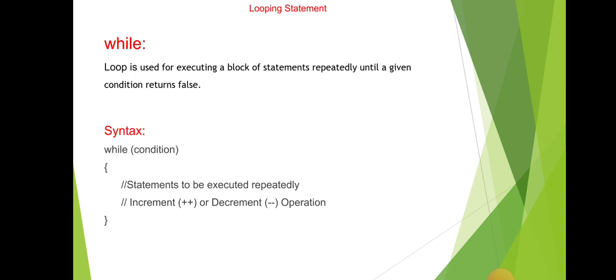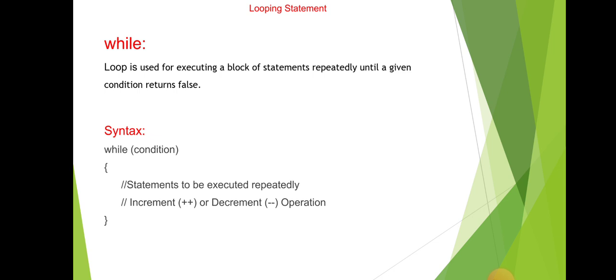Next we see about the three iterative statements: while, do while, for. These three statements are used to repeatedly execute the statements until the condition returns false. These three statements execute the statements repeatedly until the condition returns false.